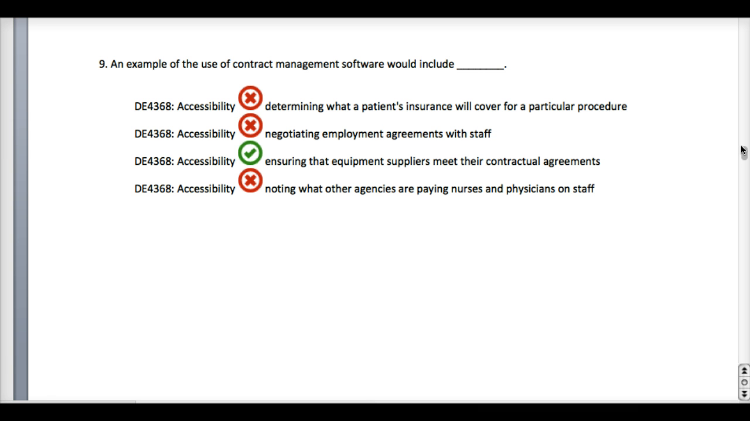Determining what a patient's insurance will cover for a particular device, that's not contract management software. Negotiating employment agreements with staff, well, again, that's not contract management. Ensuring that equipment suppliers meet their contractual agreements, that sounds like a good answer. And noting what other agents are paying nurses and physicians, that also is not a purpose of contract management software. And that is on page 129 in presentation slide number 15.